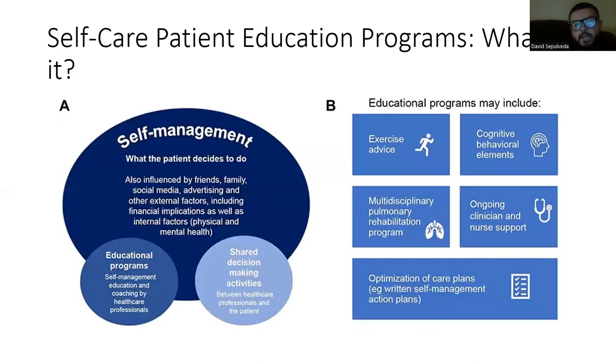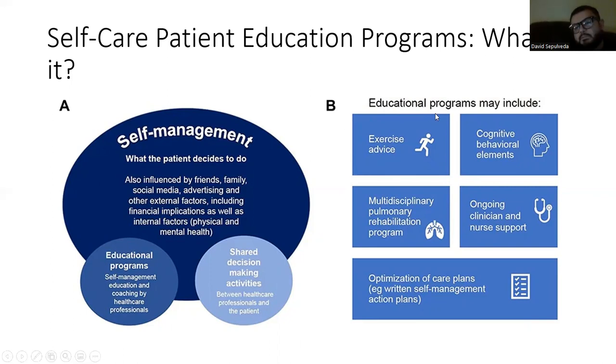So here we have two diagrams. One is self-management, basically what a patient decides to do, certain decisions that help affect their health, and the basic external and internal factors. So there's a lot of different things that influence how a patient makes healthcare related decisions. So self-care patient education programs can enhance this and improve the overall quality of how they handle their health, and maybe prevent certain injuries or diseases.